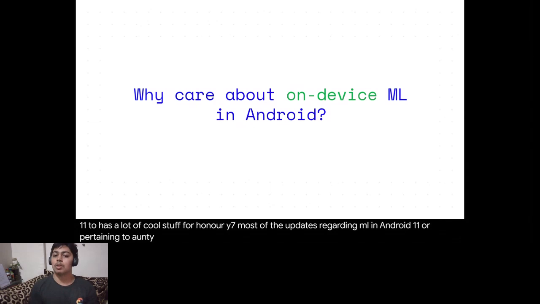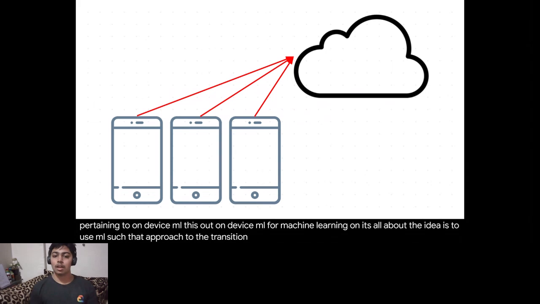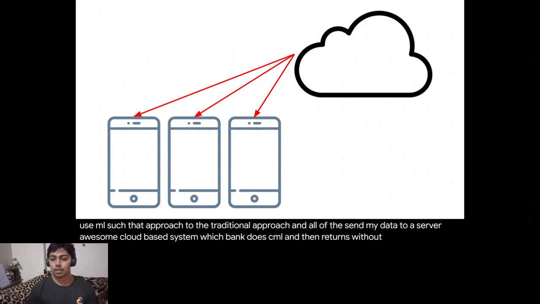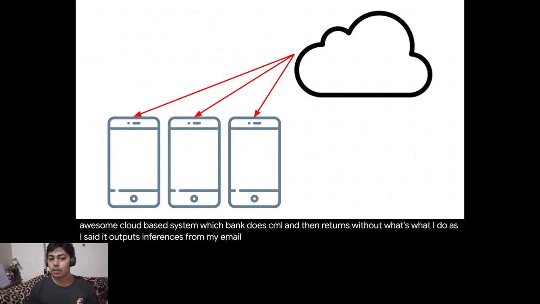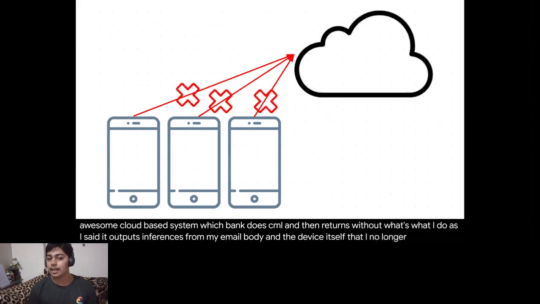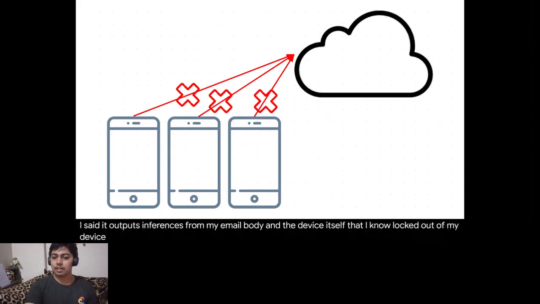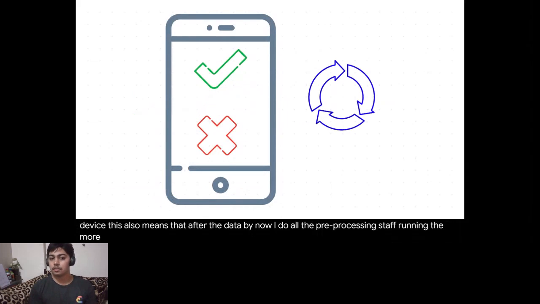So what's this hype about on-device ML, or machine learning on edge, all about? The idea is to use ML such that, as opposed to the traditional approach, I no longer send my data to a server or some cloud-based system, which then does the ML and returns me the outputs. What I do is I instead get the outputs or inferences from my ML model on the device itself. That is, I no longer send data out of my device to some cloud hosted server or some server in general. Well, this also means, you might have figured it out by now, I do all the pre-processing, running the model, the real inference, in the mobile device itself.